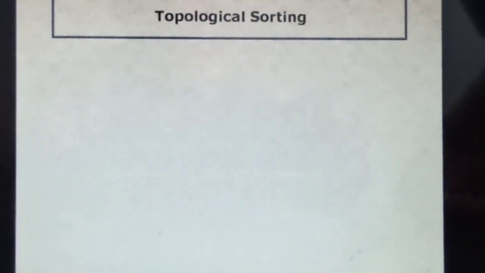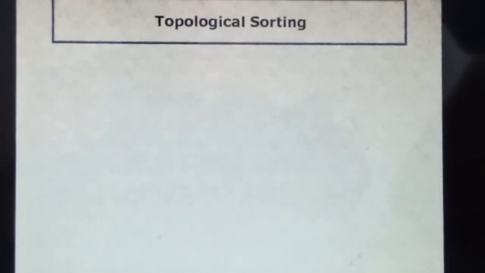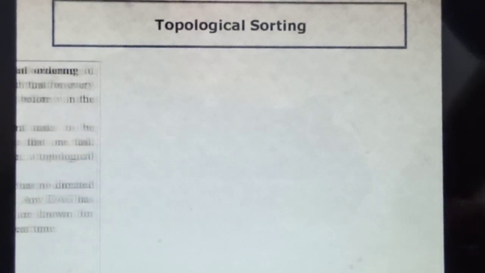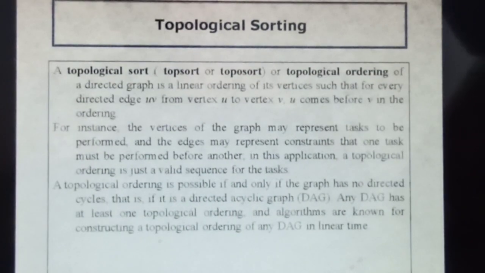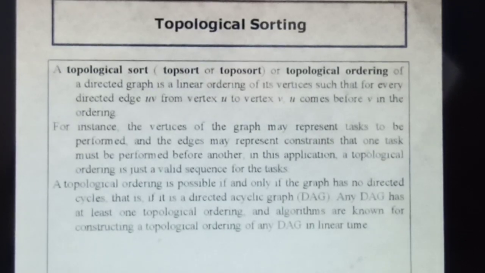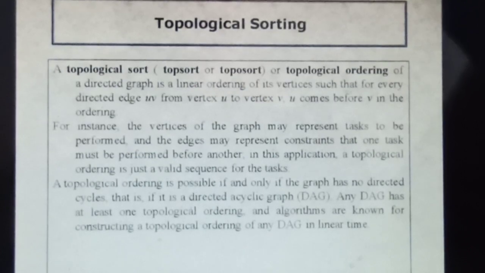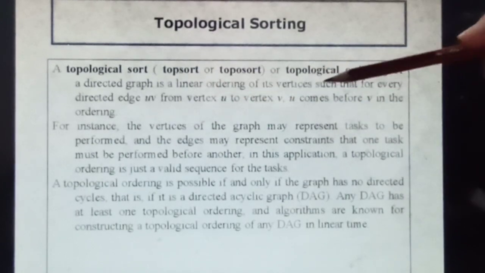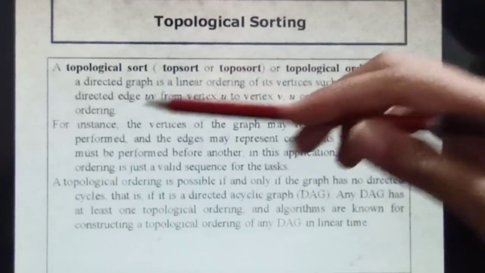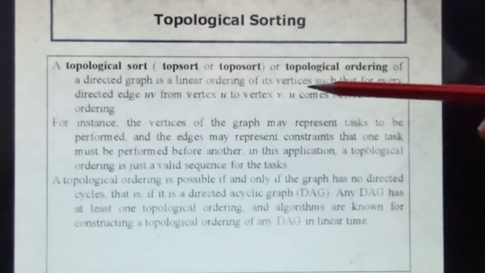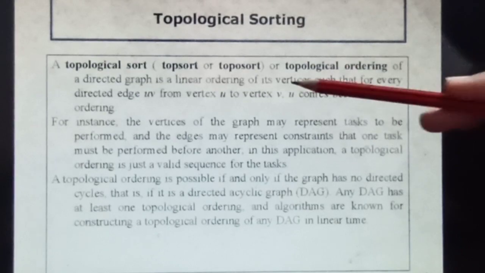Topological sorting is related with the graph, and not only the graph, it is related with the directed acyclic graph. It is also called topo sort, top sort, or topological ordering. This is a concept related with the directed graph, and it is a linear ordering of its vertices such that for every directed edge uv from vertex v to u, u comes before v in the ordering.